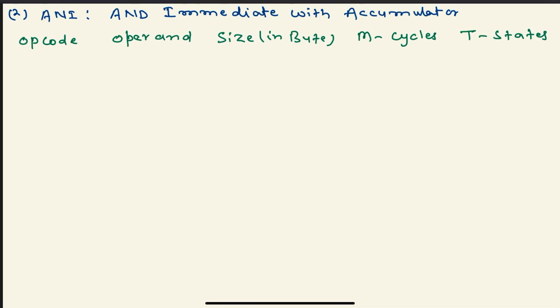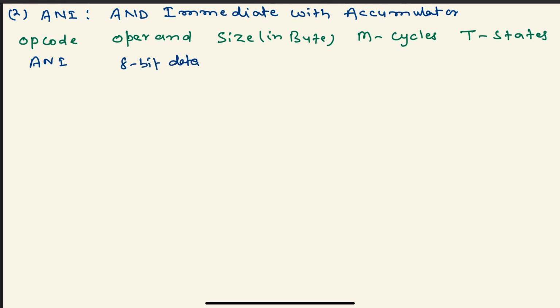So now in this video I'm going to explain the next instruction, which is ANI. The meaning of that is AND immediate with accumulator. The opcode for this instruction is ANI, and the operand will be 8-bit data here.